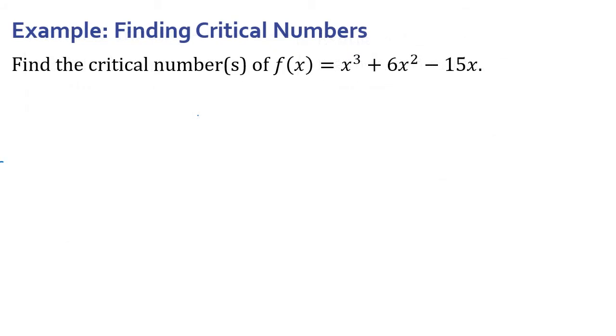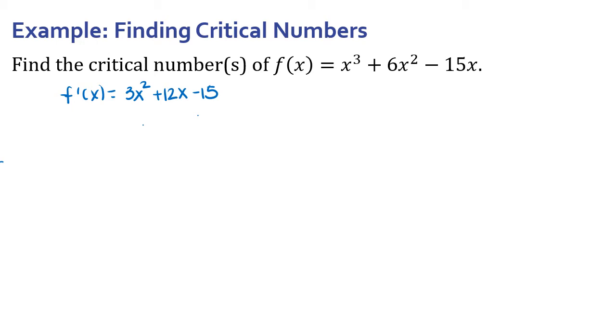So let's look at an example of finding critical numbers. Find the critical numbers of f of x equals x cubed plus 6x squared minus 15. So we define critical numbers as the values where the first derivative either equals 0 or is undefined. So the first thing that we need to do is find that first derivative. So the first derivative of f is 3x squared plus 12x minus 15. So this derivative is always going to be defined on all real numbers, so we don't need to worry about where it's going to be undefined.